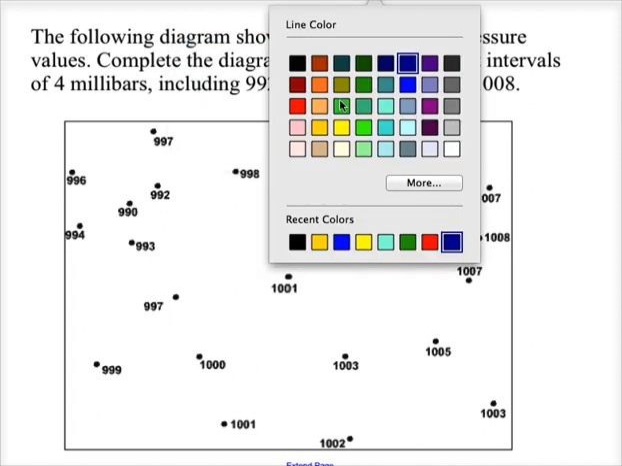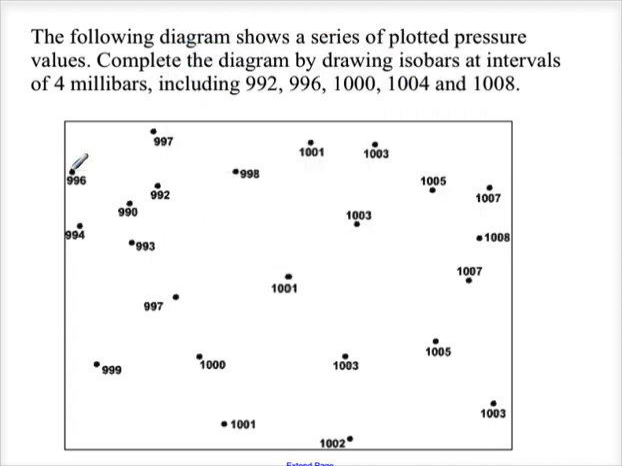So I'm going to get a pen. We're going to go in green today. Here it says, the following diagram shows a series of plotted pressure values. Complete the diagram by drawing isobars at intervals of 4 millibars, including 992, 996, 1000, 1004, 1008. This is a little bit different than what you did in class, because in class you basically connected the dots. It's not as simple here.